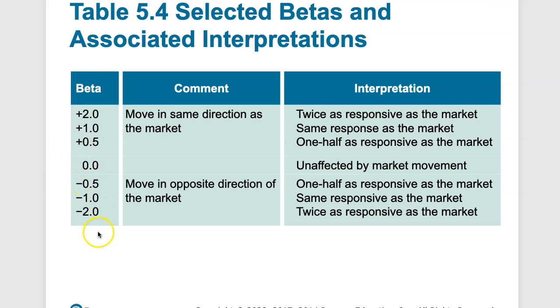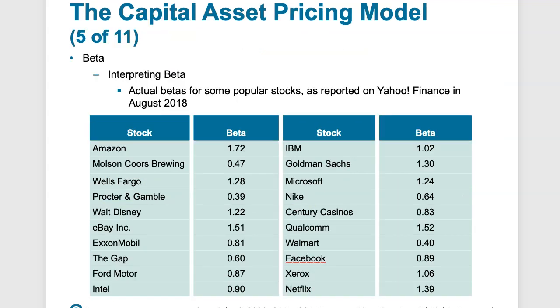Now, if there are negative betas, with a -0.5, if the stock market moves up 10%, your stock is going to move down 5%. With a -1, if the stock market moves up 10%, your stock moves down 10%. With a negative beta of 2, if the stock market moves up 10%, your stock moves down 20%, twice as responsive.